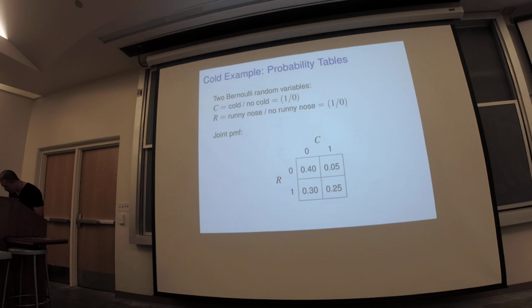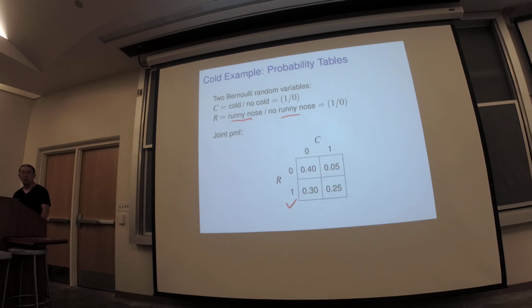So here's a code example. Very simple example. Suppose we have two random variables, C and R. C means that you get code, or you do not get code. R means that you have running nodes or no running nodes, and both are binary random variables. So this table represents the probability mass function. The probability of (0, 0) is 0.4, (0, 1) is 0.05, and so on.